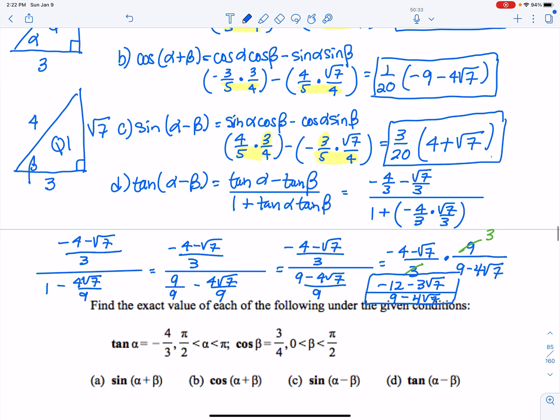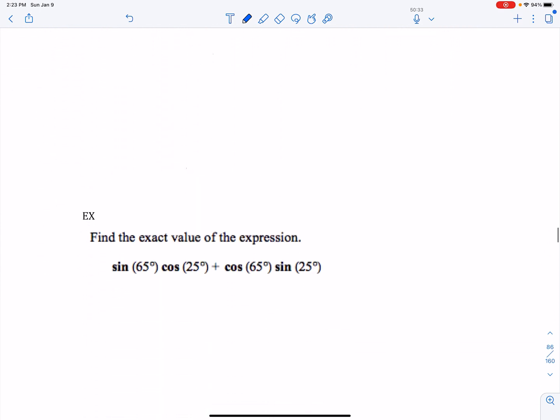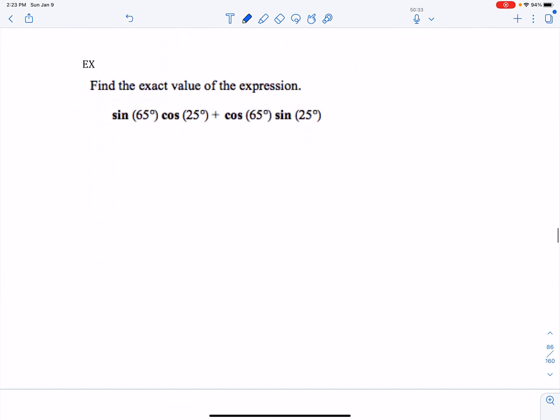Okay, so we did A, B, C, and D of that problem. It's pretty long. This next one is actually way easier because we have to work backwards. So we notice we have sine of 65 degrees times cosine of 25 degrees, and then cosine of 65 degrees times sine of 25 degrees. And we notice that we only have a 65 and a 25, so there's only 2 angles. So that's giving me an idea that I'm probably using the sum formula.